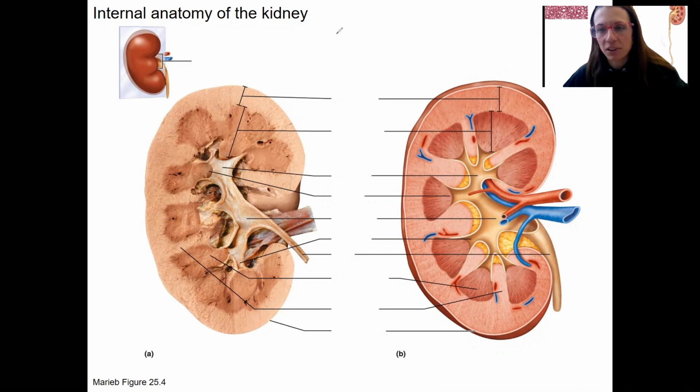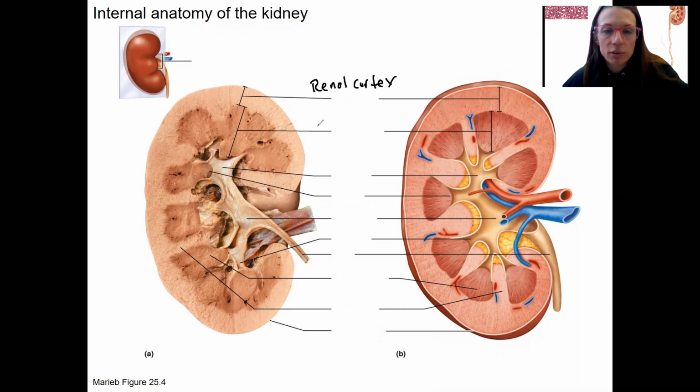So internal anatomy of the kidney. Here's the kidney cut lengthwise. You will do this in lab yourself. And we've already talked about the outer layer, which is called the renal cortex. And the inner part here is the renal medulla. Just like your adrenal cortex and adrenal medulla, the cortex is the outside, and it's not how you spell renal. Renal refers to kidneys, right?